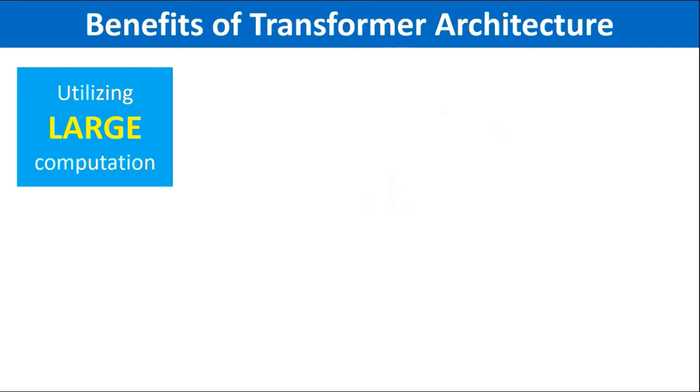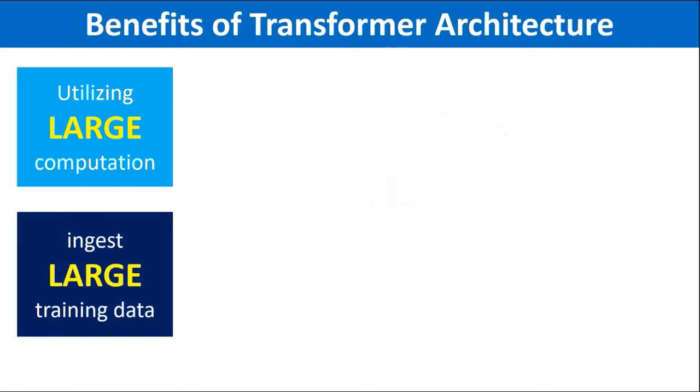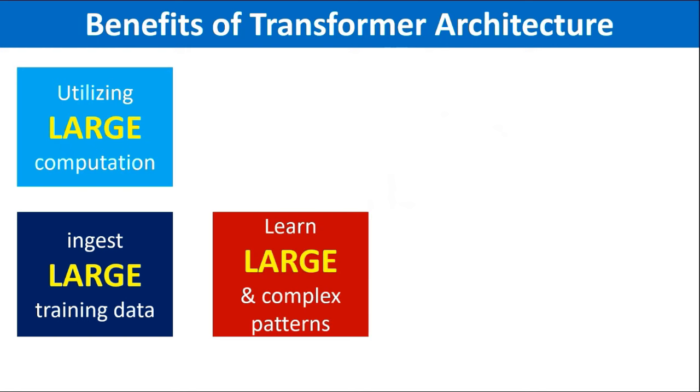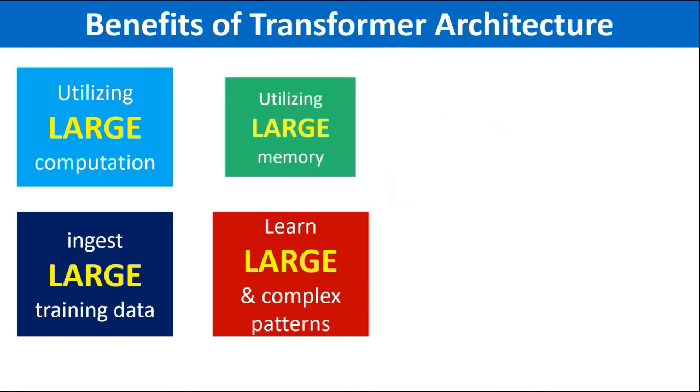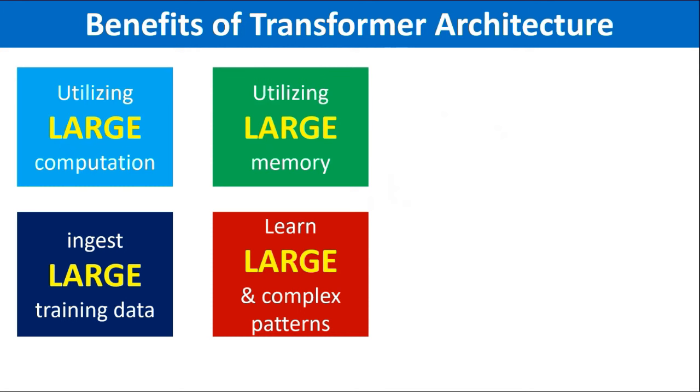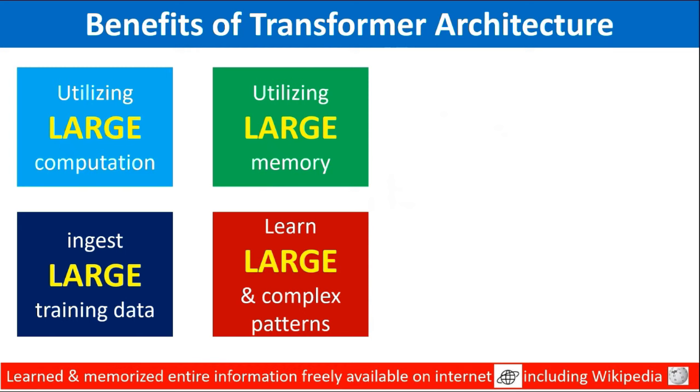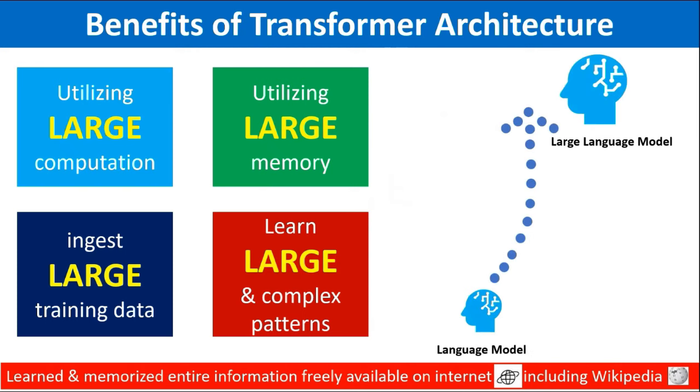Because of this parallelism, we can now feed large training data, maybe the entire internet data, during the training phase. And a deep neural network utilizing transformer architecture can learn large complex patterns, also called parameters or weights, utilizing large memory to store these patterns. With all this, language models can now learn and memorize entire information freely available on the internet. And the language model can take a leap to large language model. This is why it is so called large language model.